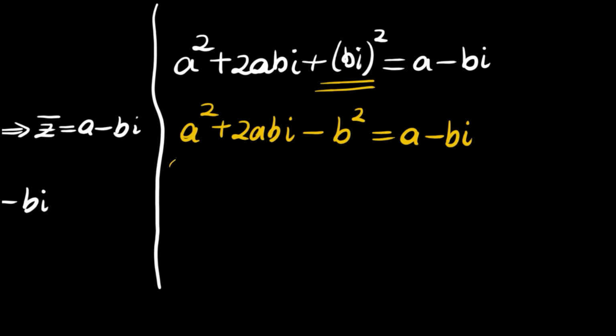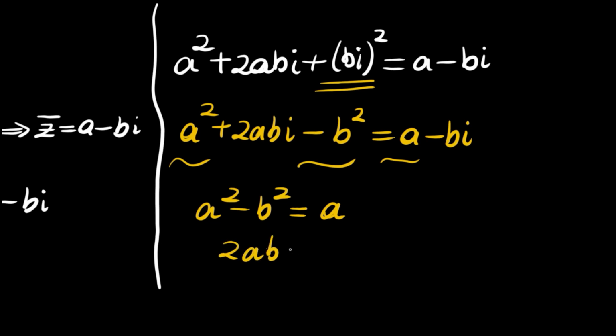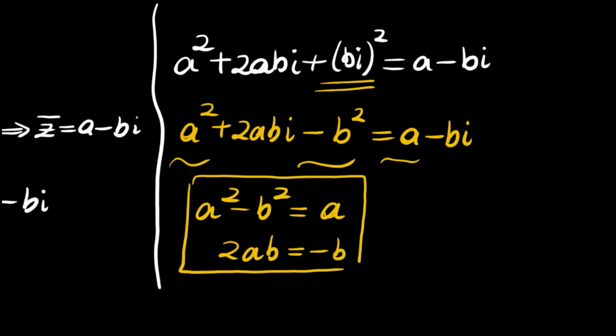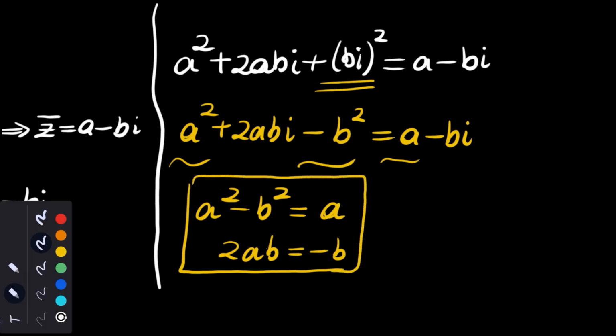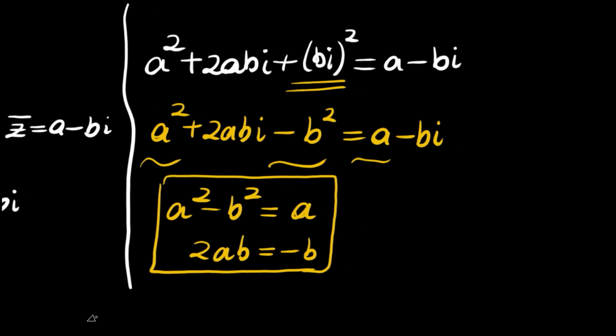The real parts here are a squared minus b squared. And the right hand side, the real part is just a. And the imaginary part here, left hand side, is 2ab. The right hand side, that is negative b. So we have a system of two equations. Now we will solve this.